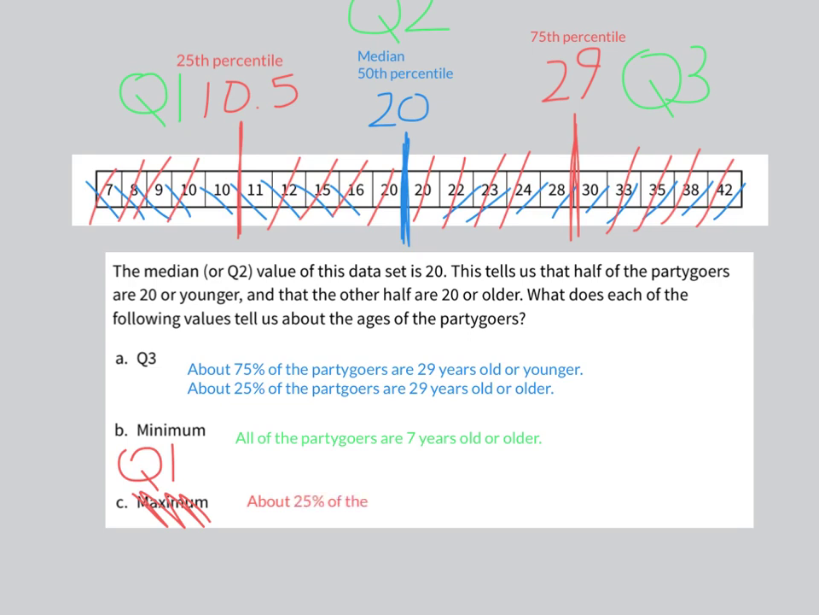25% of the partygoers are 10 and 5/10 years old or younger, and about 75% of the partygoers are 10 and 5/10 years old or older.